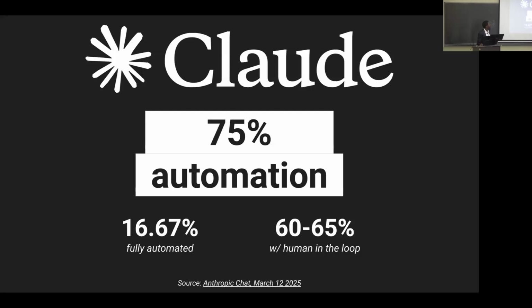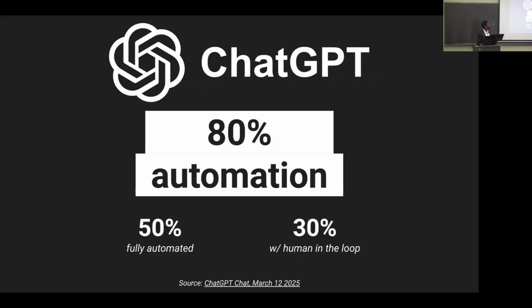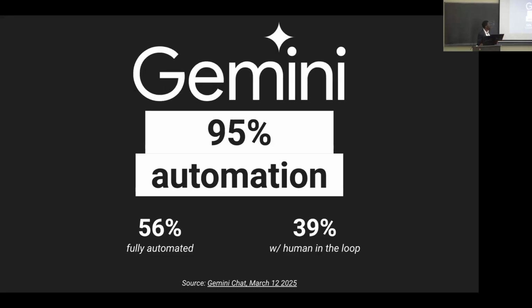Claude said 75% automation, 16% fully automated, and 60 to 65% with human in the loop. And I linked all my chat transcripts here. ChatGPT said 80% automation, 50% fully automated, 30% human in the loop. Gemini said 95% automation. I think it originally said 100%. And I said, are you sure? And it said, yeah, 95. Then the last one said 50%, 56% fully automated, 39% with human in the loop.